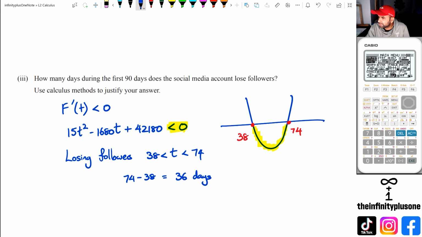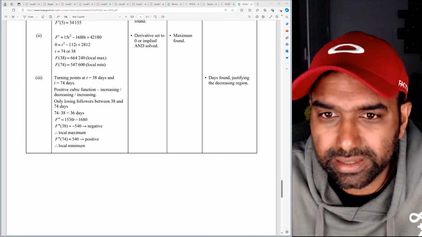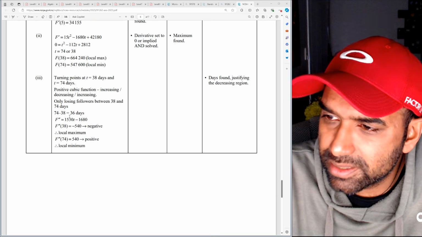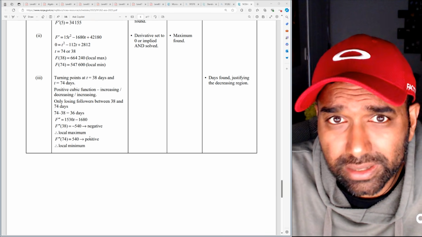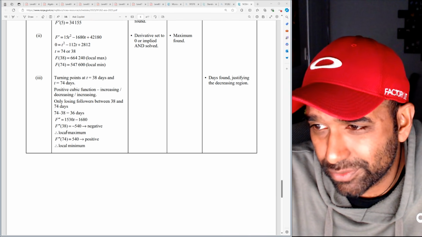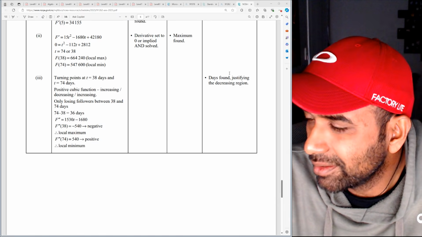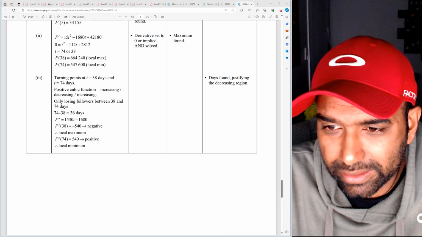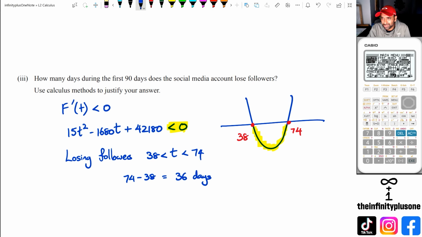Justifying the decreasing region. Well, I want to show you guys the answer here. They've actually said that we've got 36 days. They worked out local negatives and positives, which you could do. But we've actually justified the decreasing region by showing it by the graph there. So I reckon we should be okay with that to get an excellence grade. All right, final question for the day.